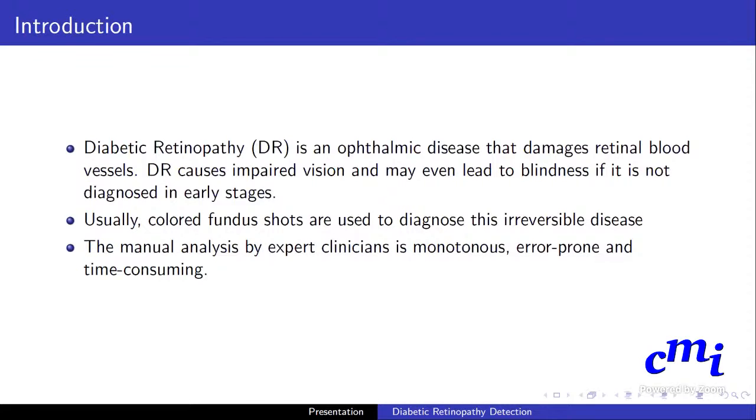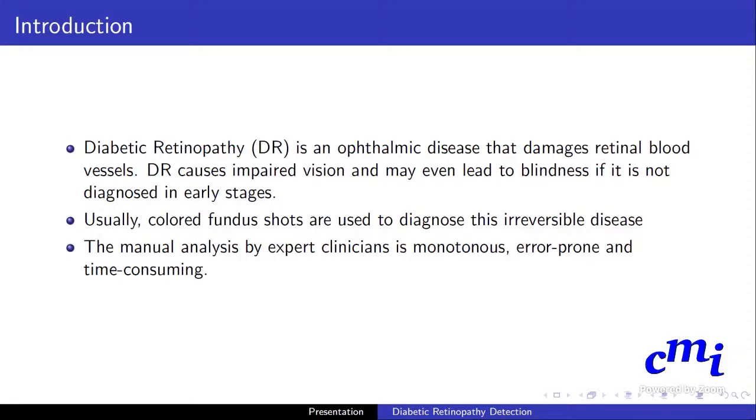So to begin with, diabetic retinopathy is an ophthalmic disease. That is, it is an ailment caused in our eyes. This disease mainly damages the blood vessels in the retina. So like any other diseases, this disease too has various stages. If detected at an early stage, then the disease can prevent a person from impaired vision or even complete blindness.